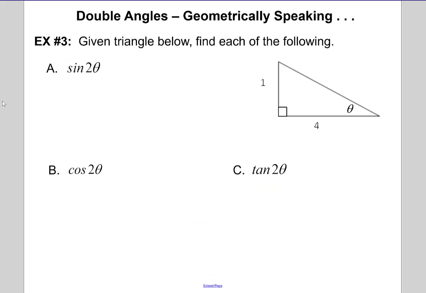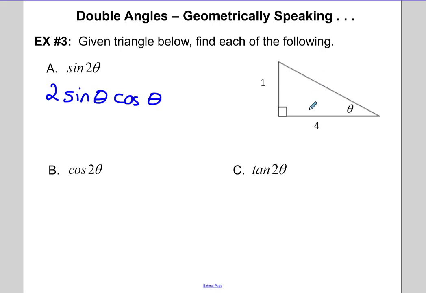So moving along, we're going to look at these double angles from a geometric point of view. And we want to use the formula for sine of 2 theta, which was 2 sine theta cosine theta. But we have this picture. And in order to resolve our problem, we need the sine of our angle theta. And sine is opposite over hypotenuse.